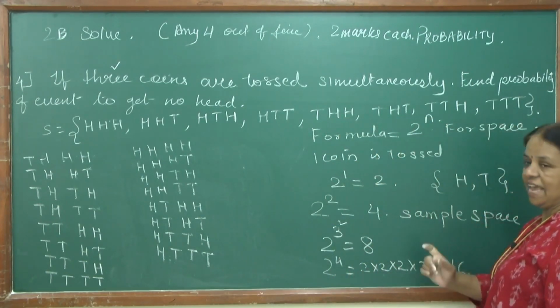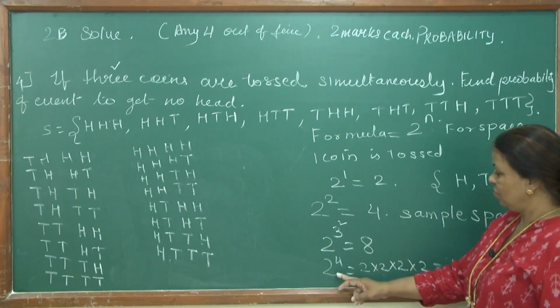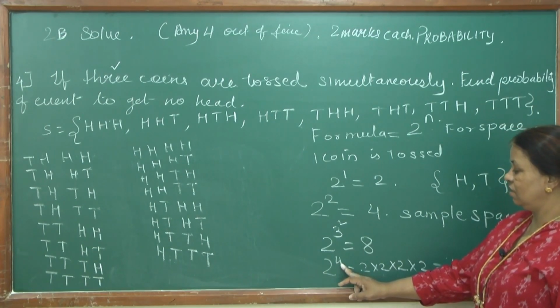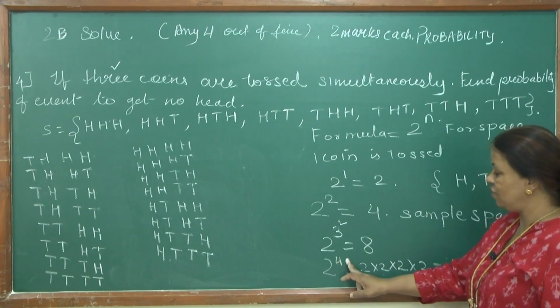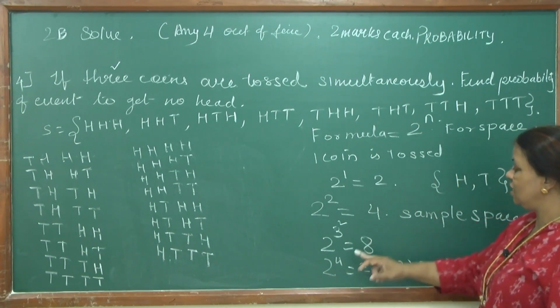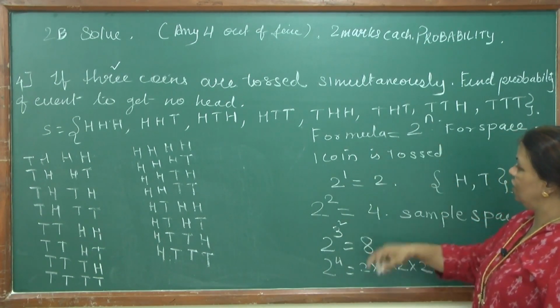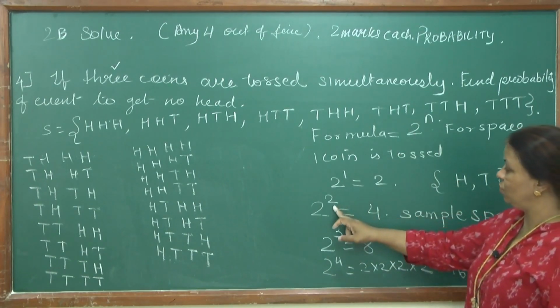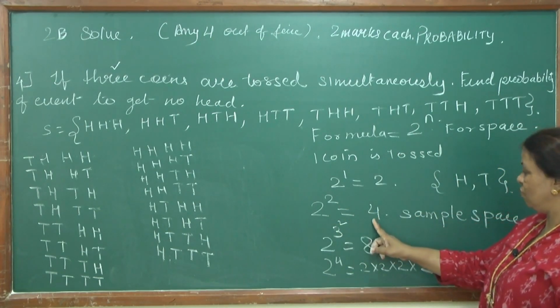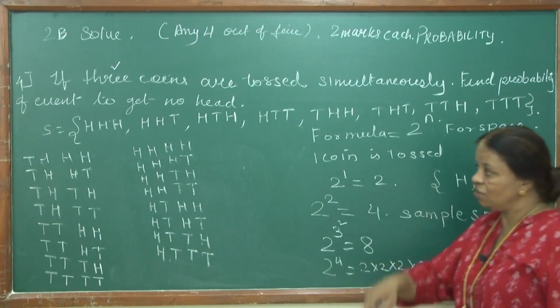Without any tension and strain, you can easily write any number of sample points by using the formula 2 raised to n. Whatever the number of coins, that is the power. n is equal to the number of coins. If one coin is there, n is equal to 1. 2 coins are there, n is equal to 2, so 2 square is 4 sample points.